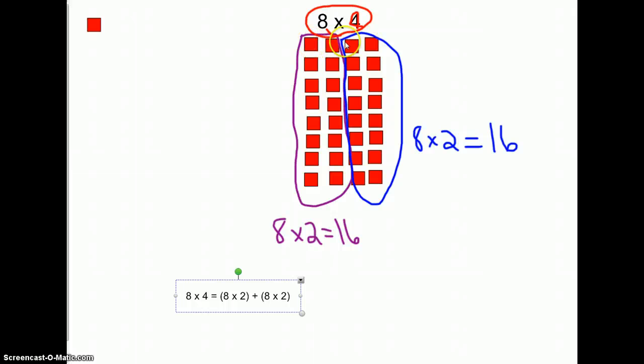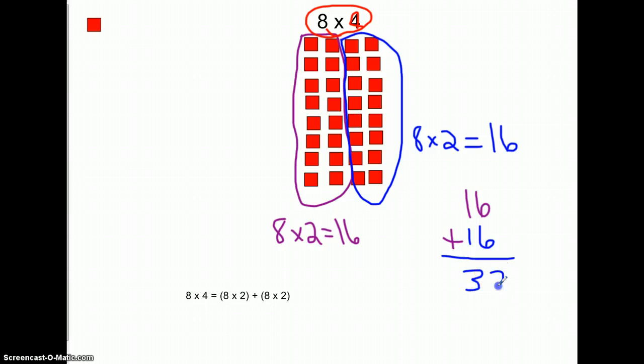Now, if you're having trouble with that or you're not understanding that, look back up at my example. I had 4 in each row and I had 8 rows. I kept 8 rows, but I broke my columns into 2 instead of 4 because I knew 8 times 2 is 16 and 8 times 2 is 16. Now, all I have to do here to find my total is take 16 and add it to my other 16, and when I solve that, it's going to equal 32.